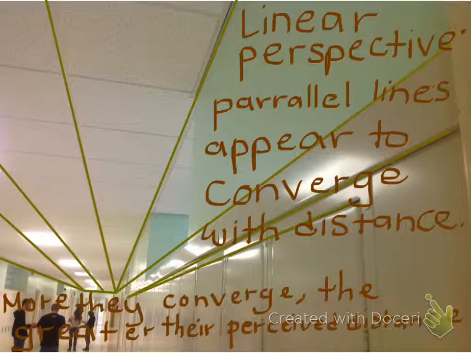Linear perspective is parallel lines that appear to converge in the distance, and when you see these lockers, you see like their lines, and then the tiling and the ceiling all have lines that meet in one place in the back.